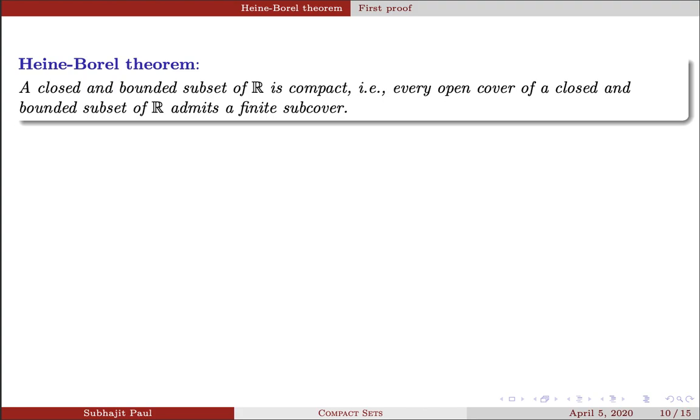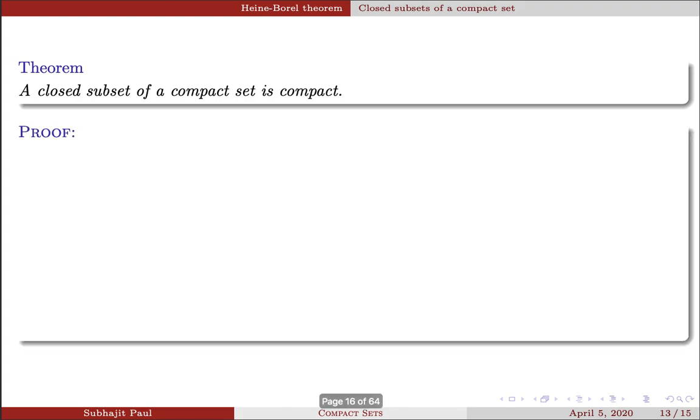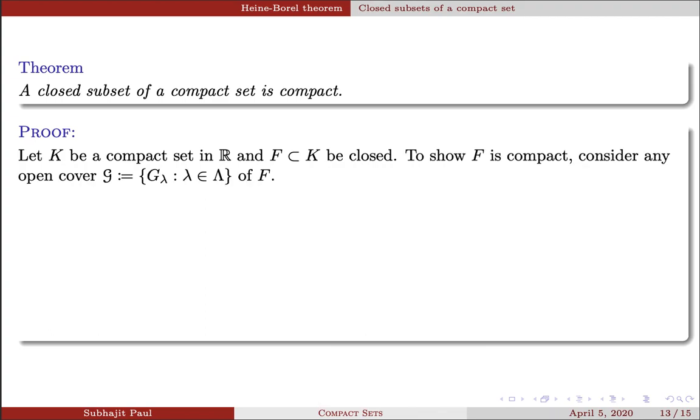Let us see the theorem first. The theorem: a closed subset of a compact set is compact. Let us see the proof. Let K be a compact set in R and F be a closed subset of K. Now to show F is compact, consider any open cover. We need to produce a finite subcover for any open cover chosen for F. So let script G be an open cover of F.